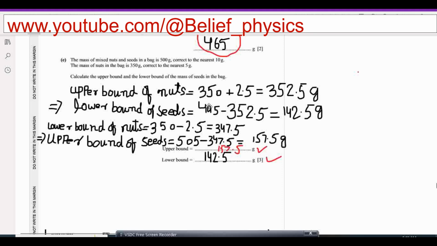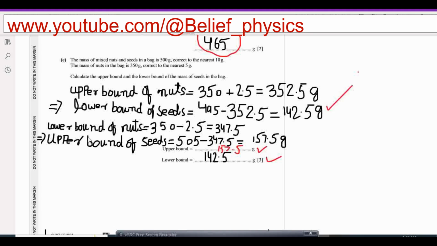In order to find the lower bound of seed, we subtract this upper bound of the nuts from the lower bound of the total mass. The lower bound of total mass is 495. So we get 495 minus 352.5, which comes out to be 142.5 grams. So this gives the lower bound of the seed as 142.5 grams.